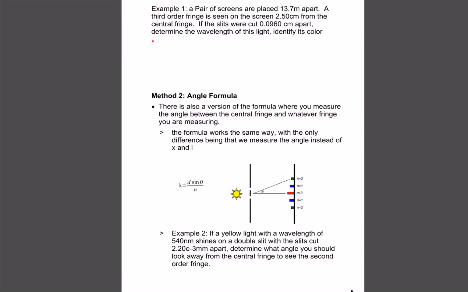So let's do an example. Wavelength equals xd over nl. It says we've got a screen that's 13.7 meters apart, so that 13.7 would be our L. It's asking for the third order fringe, so that means we're looking for an n of 3. And it says we see these 2.5 centimeters from the center, so that's 2.5 times 10 to the negative 2, that's our x distance. And it says the d, the slits are cut 0.096 centimeters, that's 10 to the negative 2 as well. And it's asking what would the wavelength be and what would the color be.